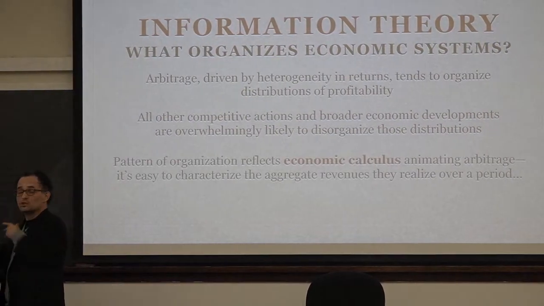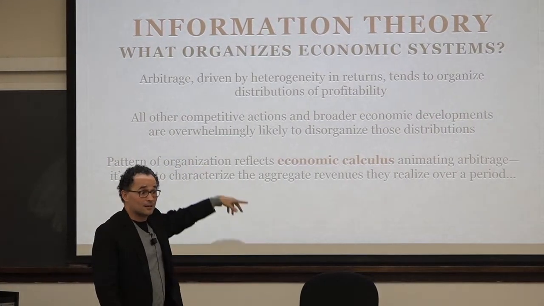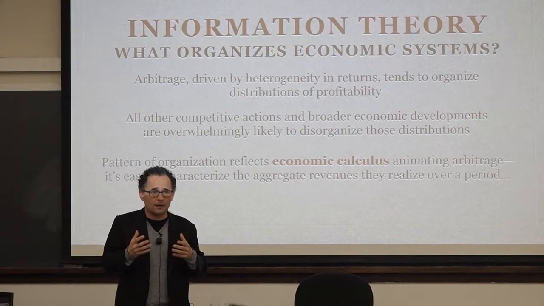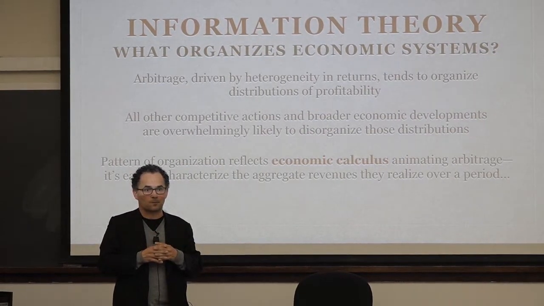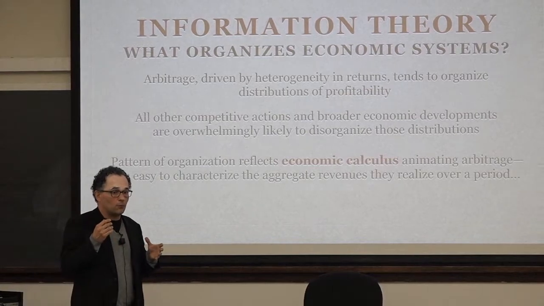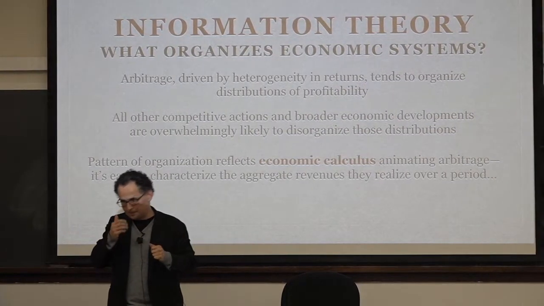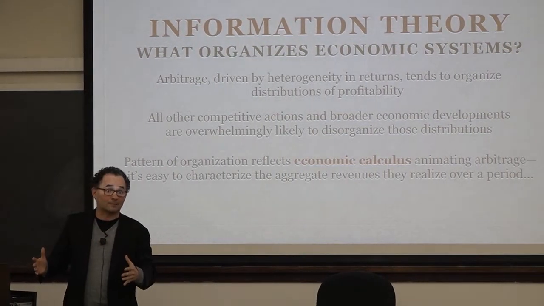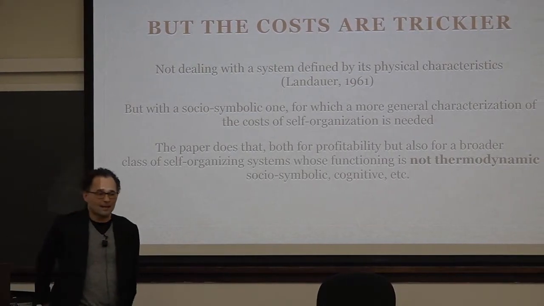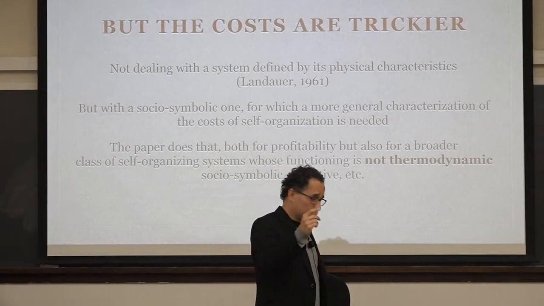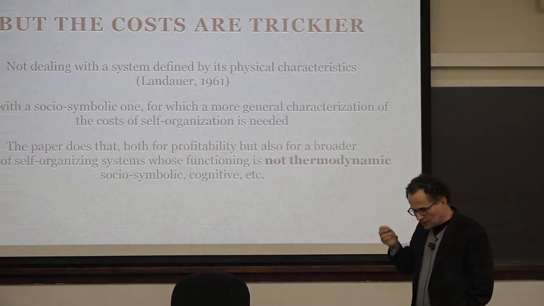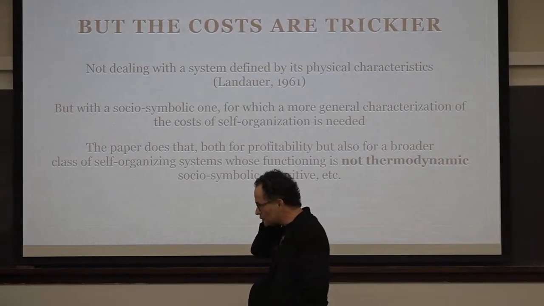Which means that as we try to understand the pattern of organization that we observe, we should do it with reference to the economic calculus that is animating the actions of arbitrageurs. Now, to do this, we're going to have to characterize the aggregate revenues and the aggregate costs that arbitrageurs face when we can't observe this stuff directly. To do this, we've got to do some cool stuff, especially when trying to characterize the costs arbitrageurs face. The revenues are actually easy to approximate. It's fairly immediate. But figuring out the costs that are posed by self-organization in a social system is tricky.